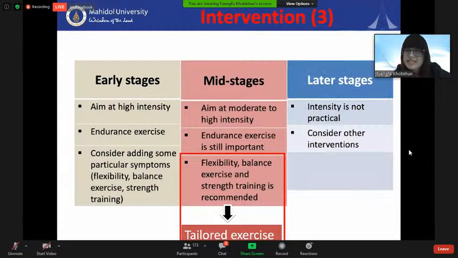And for the later stages, Chengman suggests that intensity is not practical. However, we need to consider other interventions for them also. For example, if they just stay in a wheelchair or are bedridden, you need to prevent their joint contracture and their complications. Okay, right?